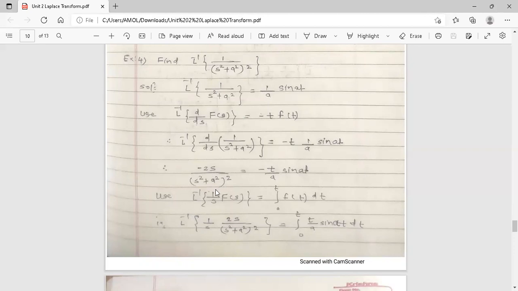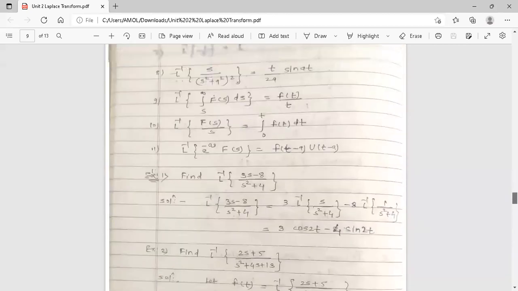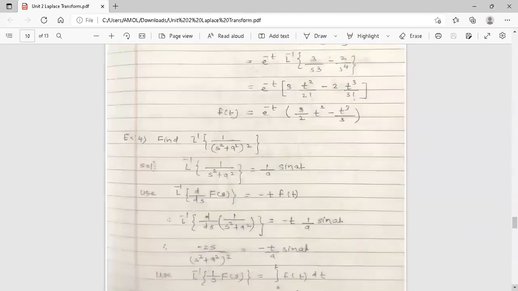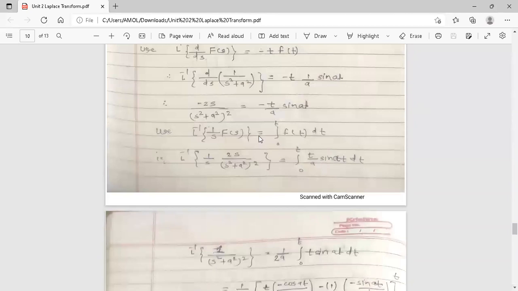Inverse Laplace transform of 1 upon s into F of s is equal to integration over 0 to t f of t dt. This property is here in the result. You can see inverse Laplace transform of F of s upon s is nothing but is equal to integration over 0 to t f of t dt. This property is there. So it is inverse Laplace transform of 1 upon s into F of s is equal to integration over 0 to t f of t dt.